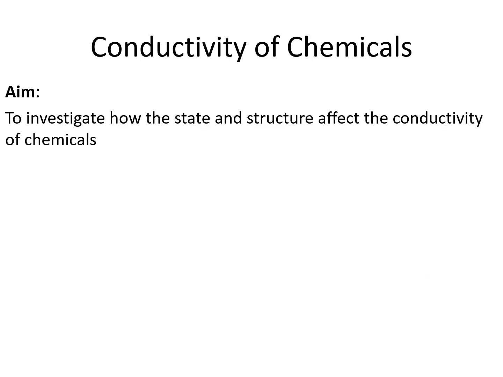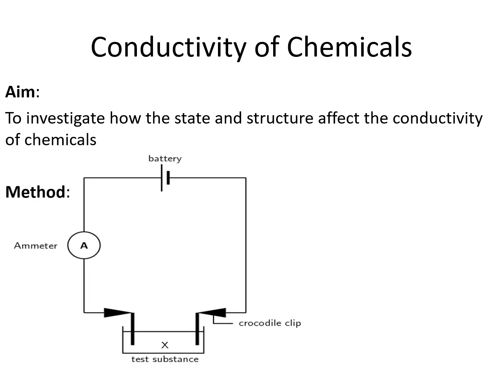Okay, so our experiment that we're going to watch here, we're going to investigate how the state and structure of a chemical can affect the conductivity. The way that we're going to do that is as follows. So we would set up this circuit here, and our test substance at the bottom would be our chemical, whether it's an ionic or covalent or metallic chemical, and it would also have different states. That would be either a liquid or solid or in solution. And if it conducts electricity, then the ammeter would show a current flowing, or if we had a light bulb, the light bulb would light.